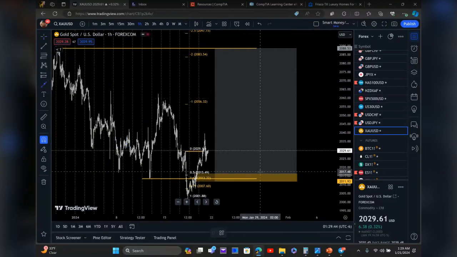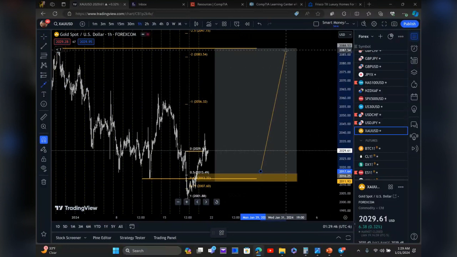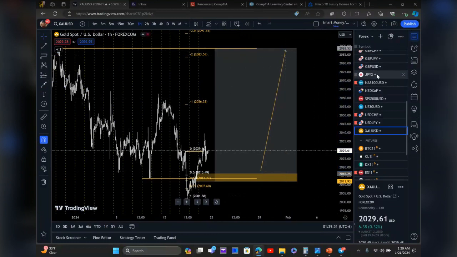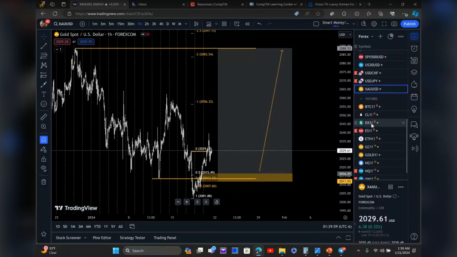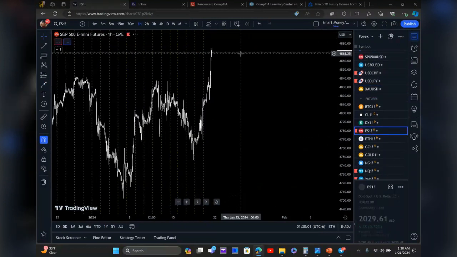All right. Because gold, and the reason why, gold is counted differently from regular Forex pairs. All right. So now I want to look at ES, which is the S&P 500.